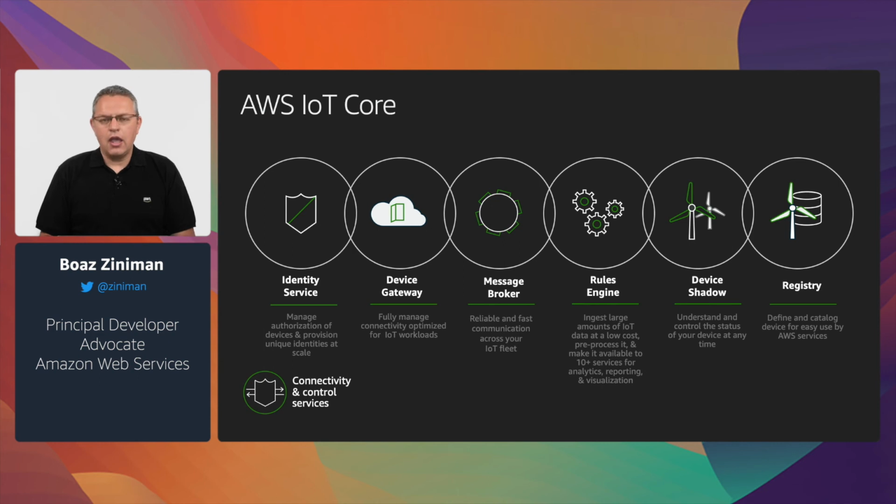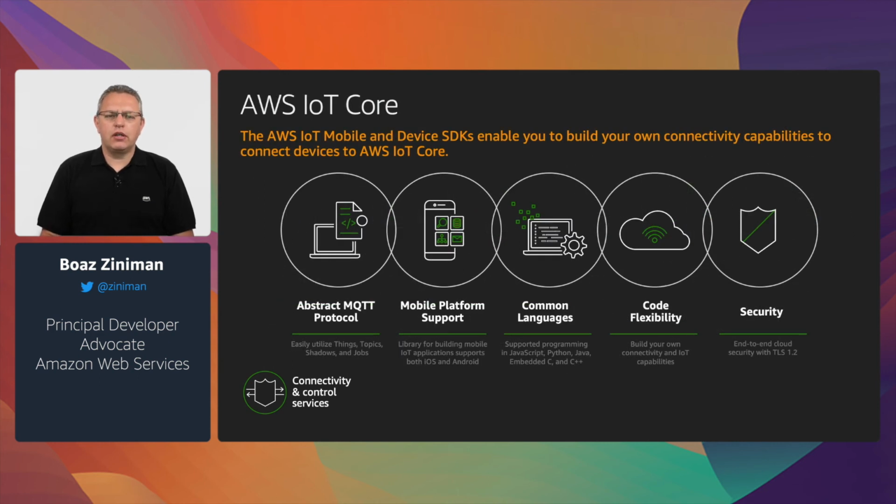Another very important part of AWS IoT Core is the ability to connect your devices, if it's mobile devices or anything that can run code, into AWS IoT. So we allow you, with our mobile and device SDKs, to work more simply with the cloud. So you can abstract MQTT protocols. You don't need to create those MQTT messages. If you ever did it, it's not a big fun. So we have an abstraction layer for that.